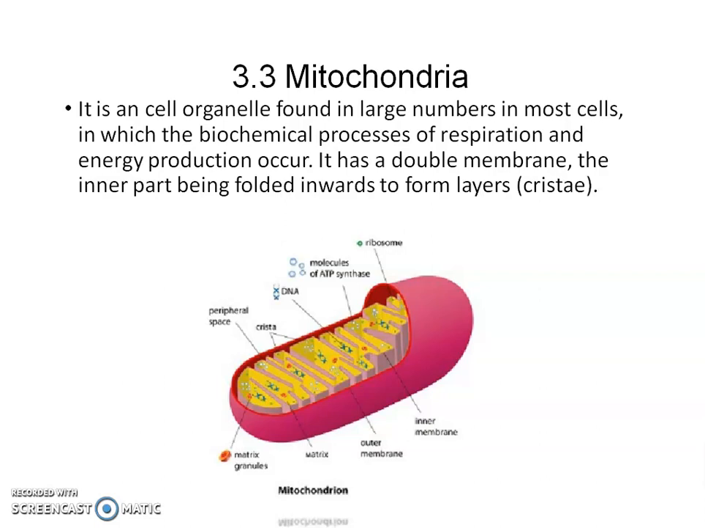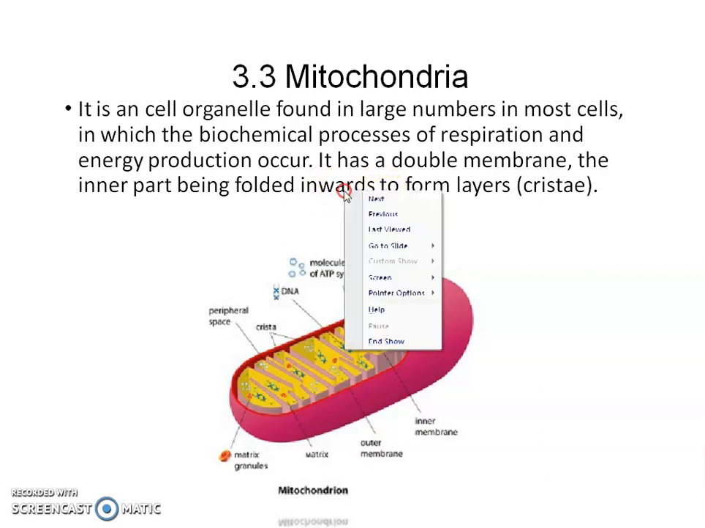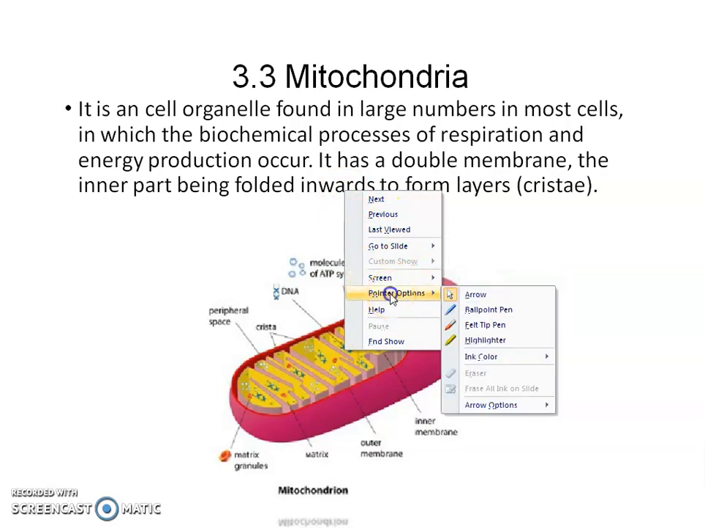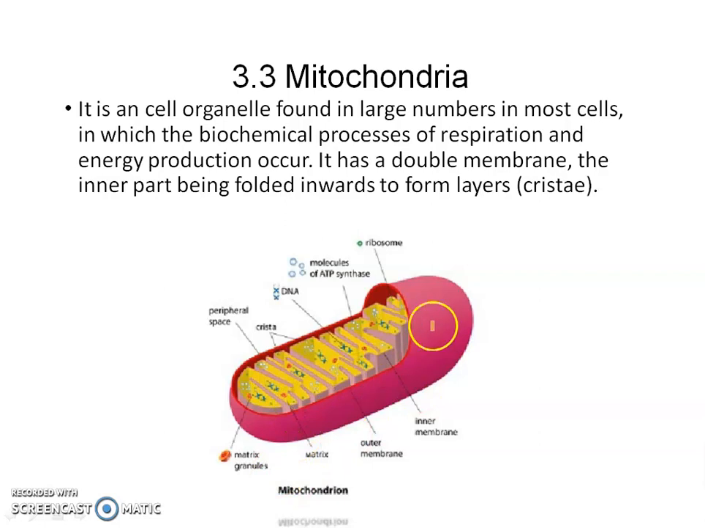It is the cell organelle found in large numbers in the cells. It is used for respiration. You can see that it is a rod shaped structure, and in this structure you can see that it has two membranes, the outer red membrane and the inner one, which consists of yellow plasma.